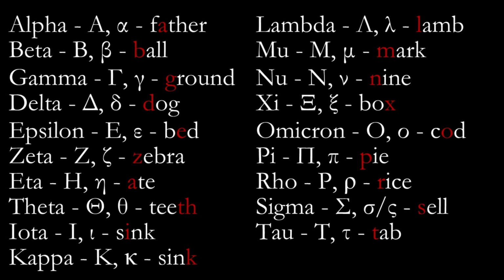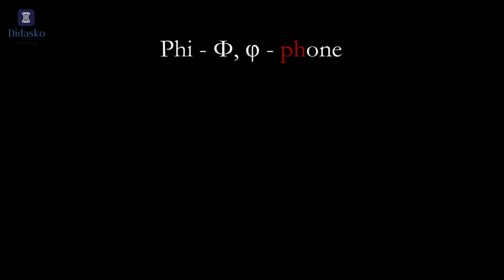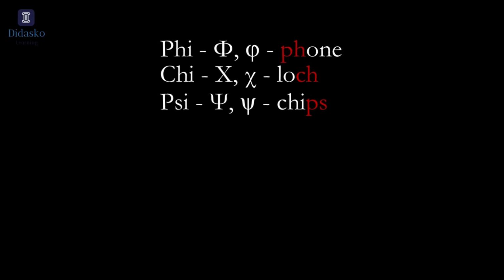Tau makes the T sound as in tab. Upsilon makes the U sound as in universe. Phi makes the PH sound as in phone. Chi makes the k sound as in loch. Psi makes the ps sound, as in chips. Omega makes the long O sound, as in obey.